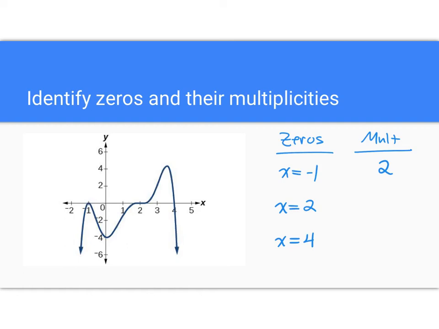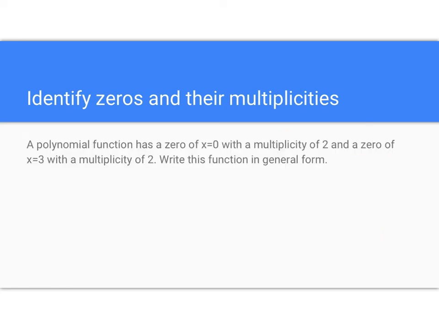The 0 at 2 has that shape of like x cubed, but it's a lot flatter, so I would say that multiplicity is 5. And then the 0 at 4, anytime the graph just passes through, that's got a multiplicity of 1. Okay, to have higher multiplicities, identify zeros and their multiplicities.